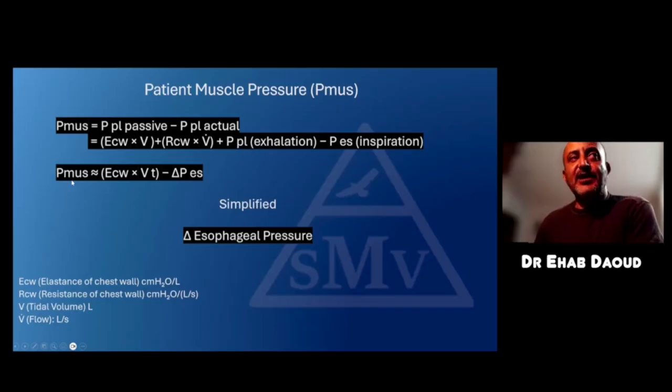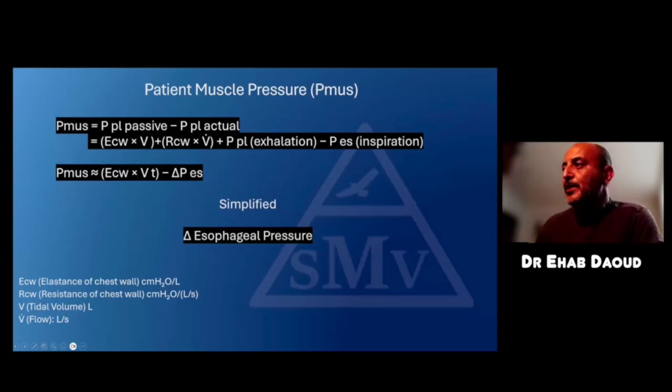So to simplify it, if you have the esophageal balloon, the PMUS will be the elastance of the chest wall times tidal volume minus the delta change of the esophageal pressure during breathing. I know clinicians are not mathematicians, so we're not very good at math. If you have it, you can just simplify it, although it's not 100% accurate. Look at the delta esophageal pressure.